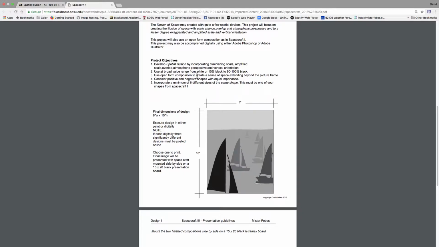You want to use a broad range of value from white or 10% black to 90 to 100% black. Use open form composition to create a sense of space extending beyond the picture frame. And then again, consider the positive and negative shapes with equal importance. Incorporate a minimum of 6 different sizes of the same shape. Again, this could be a variety of that. So maybe I have 6 sailboats, but they're not all exactly the same sailboat.